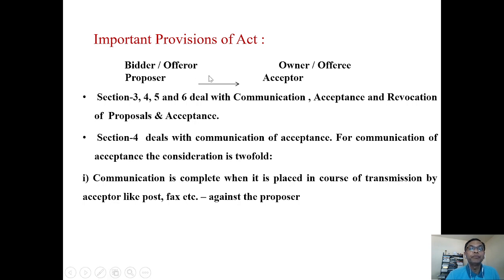Now revocation. A bidder can revoke his offer before it is accepted. For him, the acceptance is complete when the owner puts it in the transmission. Means when he posts this, then for him the acceptance is complete. And a proposal can be revoked before it is accepted. Means before the owner puts this communication of acceptance in the transmission channel, before he posts it or sends it electronically, the bidder has a right to withdraw the proposal. Offer means he can revoke it.